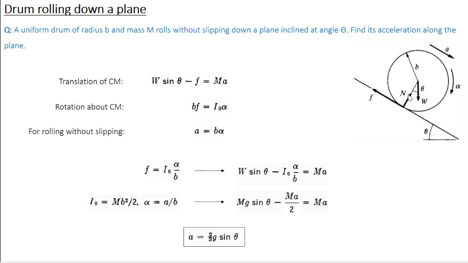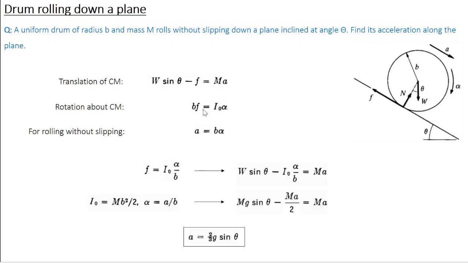Since the wheel is rolling without slipping, I can also write a relation connecting linear acceleration a and angular acceleration alpha. This is the standard equation: linear acceleration is radius multiplied by angular acceleration. So a equals b alpha. So these are the three equations. Now I can solve this.